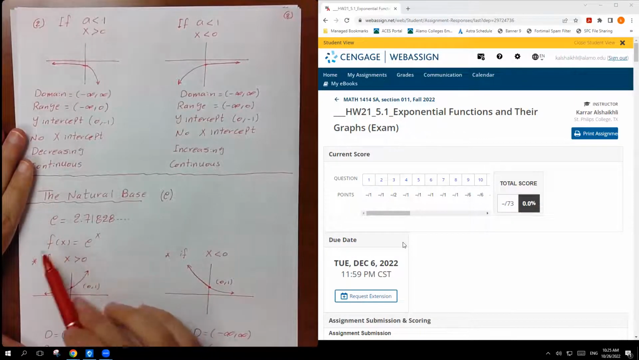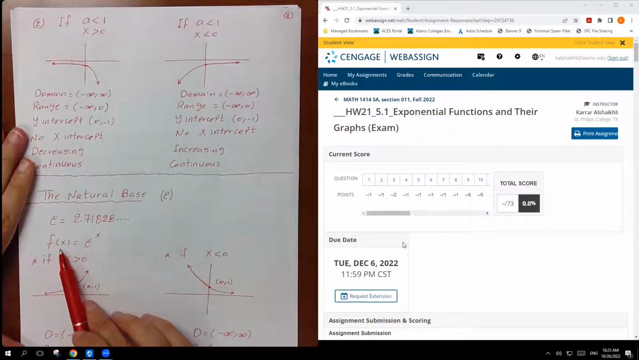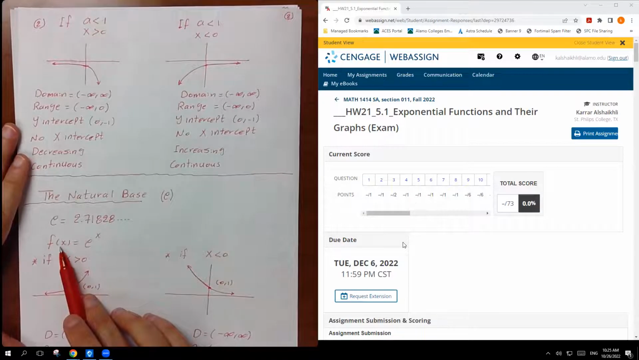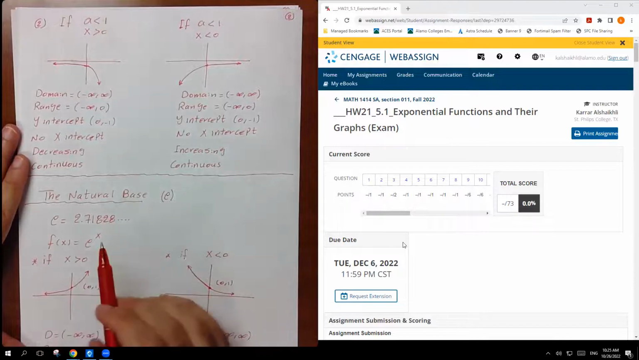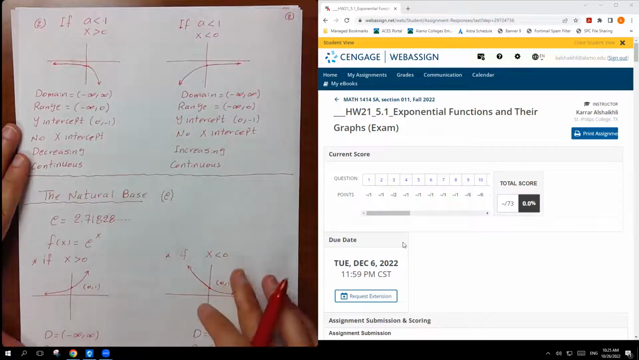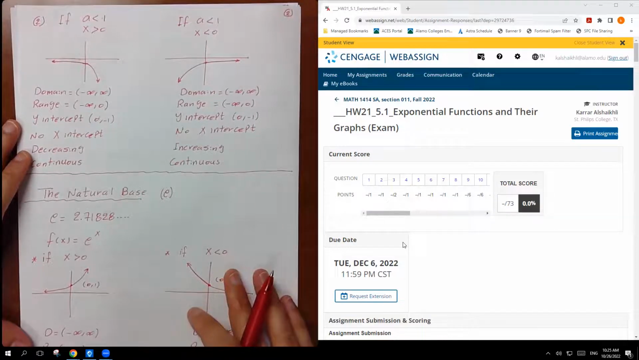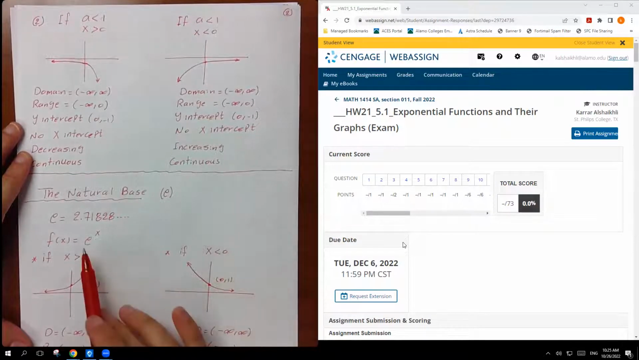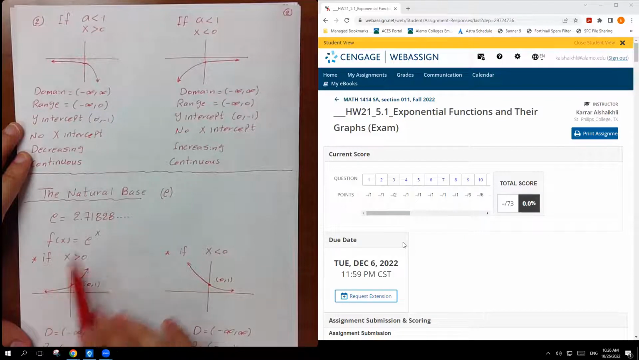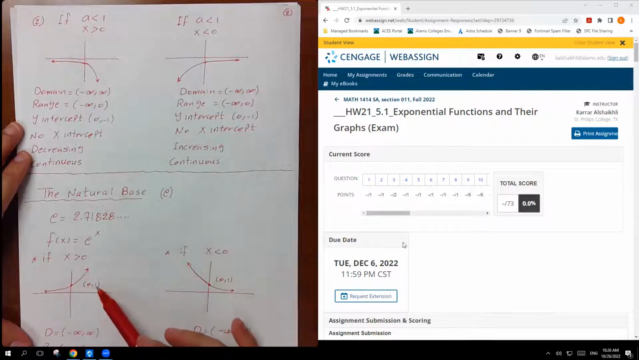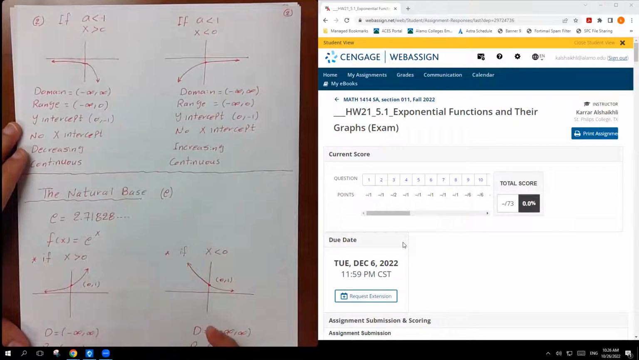What about if I have the function f of x equals e to the x? This is called a function with the base e, or the natural base e. How to graph this one? It's a part of the exponential functions, but now we have the base e, which is this number. If x is greater than 0, that means a positive number, that's how the graph looks. Here's the intercept (0, 1), and the domain and the range here.